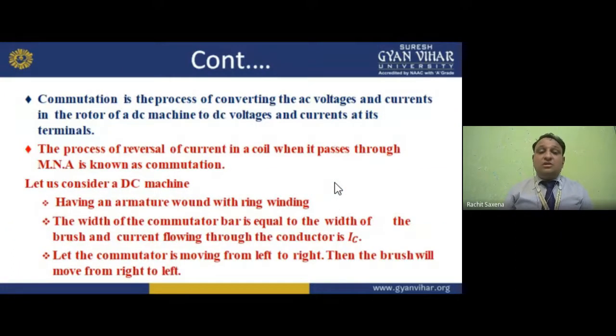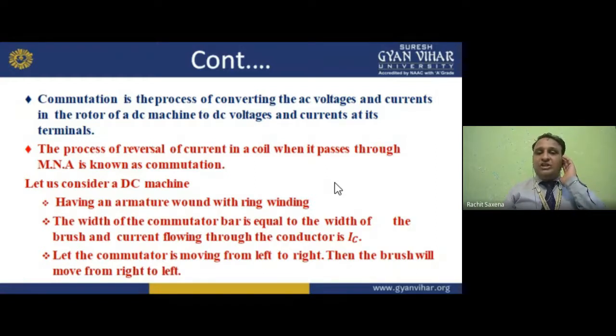Now, commutation is the process of converting the AC voltages and currents. Why am I getting the AC voltage? Now see, my dear student, the field gives you the main field flux. An armature rotates and cuts that flux and gives you the voltage or current as per Faraday's law of electromagnetic induction.